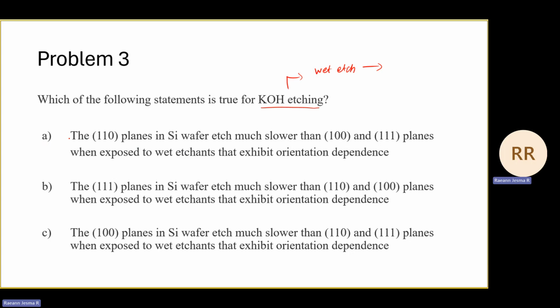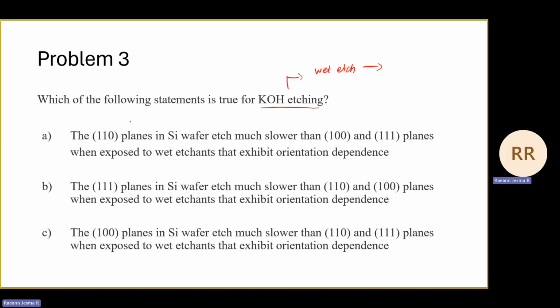The options for this question are: the first one, the 110 planes in silicon wafer etch much slower than 100 and 111 planes when exposed to wet etchants that exhibit orientation dependence. Option B, the 111 planes in silicon wafer etch much slower than 110 and 100 planes when exposed to wet etchants that exhibit orientation dependence. In the third option, the 100 planes in silicon wafer etch much slower than 110 and 111 planes when exposed to wet etchants that exhibit orientation dependence.